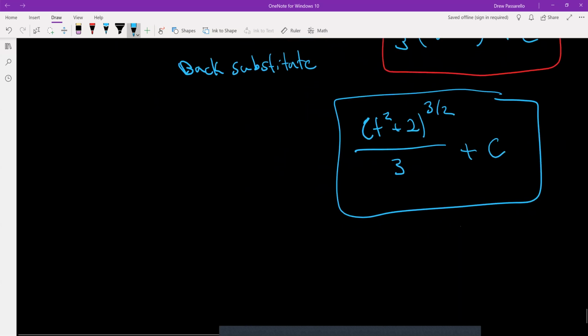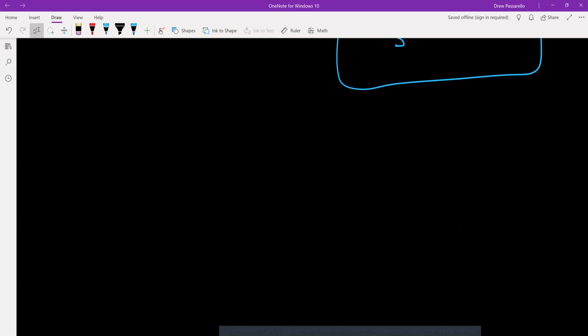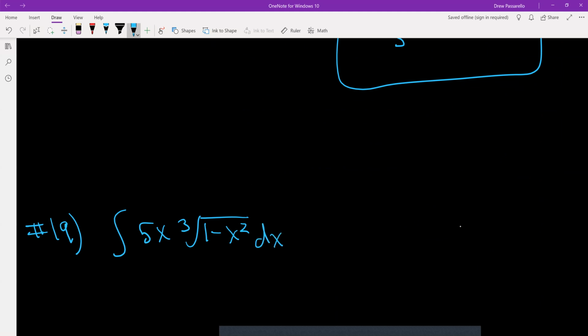All right, this number 19 is going to be the last example I do for this video. So it's the integral of 5x times the cube root of 1 minus x squared dx. All right, so the stuff underneath the cube root sign, the 1 minus x squared, that's what I'm going to let be u. And so I'm going to rewrite the integral. So I will have that listed first.